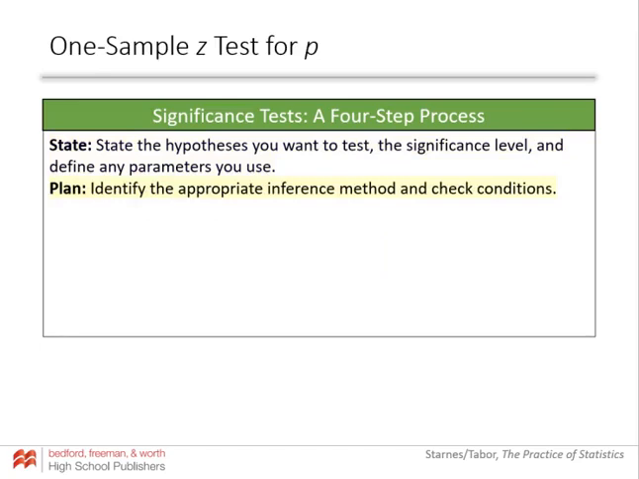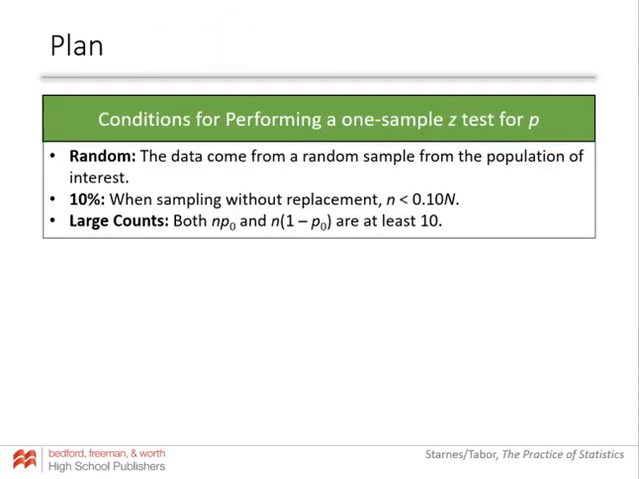Okay, then for the plan part, we have to check conditions. All right, so we're going to identify the inference method. We're doing a one sample Z test for P, and then check conditions. And these conditions are going to look very familiar. We have to have a random sample. Our sample has to be less than 10% of the population. And we have to meet that large counts rule.